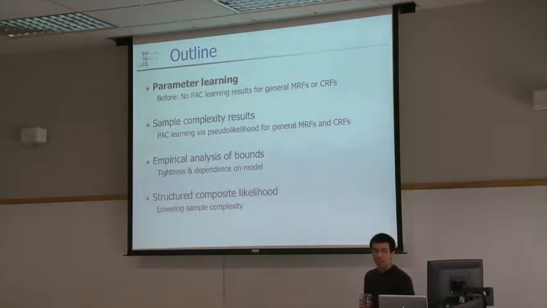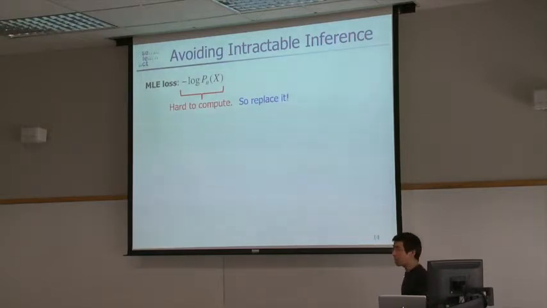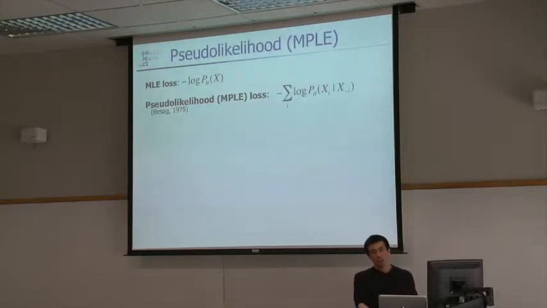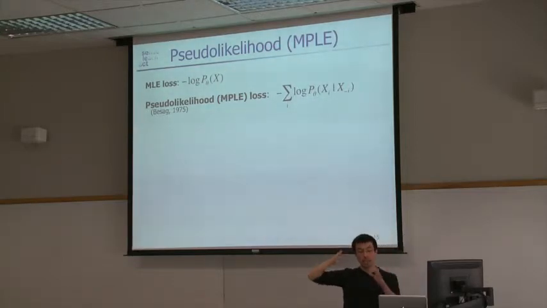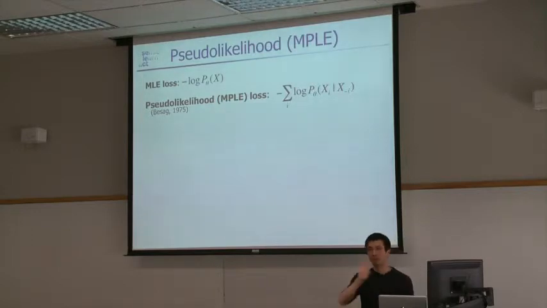So we'll first look at some parameter learning background. What we'd like to do, if you recall, is avoid the intractable inference involved in computing this log probability. So we'd basically like to replace this term in our loss. We'll do that at first with a pseudolikelihood, or MPLE loss, which is this sum over every variable xi of the log probability of that variable given all the other variables, where that minus i subscript indicates just all variables other than i.